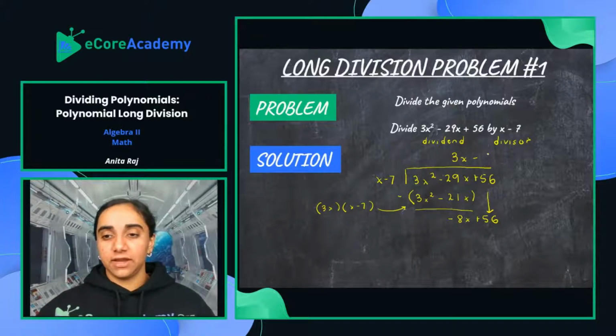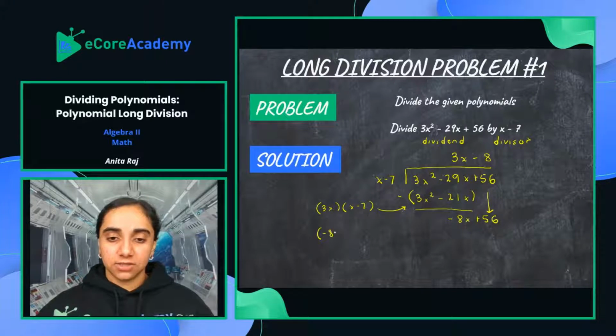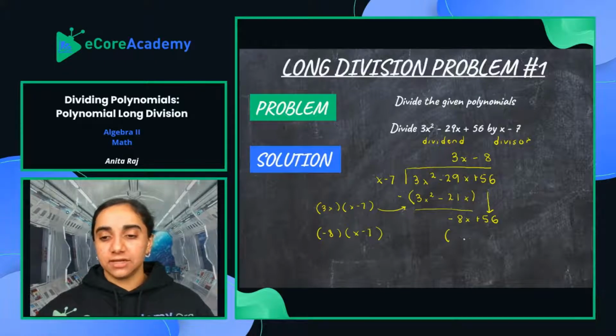So I'm going to write negative 8x up here where my quotient is. I'm going to write it above the 56 because the negative 8 and the 56 are both constant terms. Then I'm going to multiply negative 8 times x minus 7. And then what I'm going to end up getting is negative 8 times x is going to be negative 8x. And then negative 8 times negative 7 is going to be plus 56. And then I'm going to subtract this expression from the one I had up there.